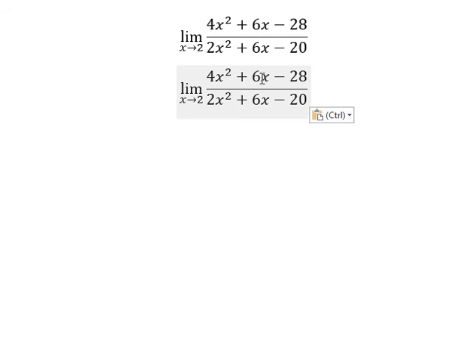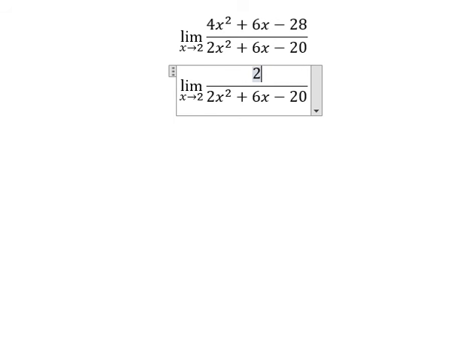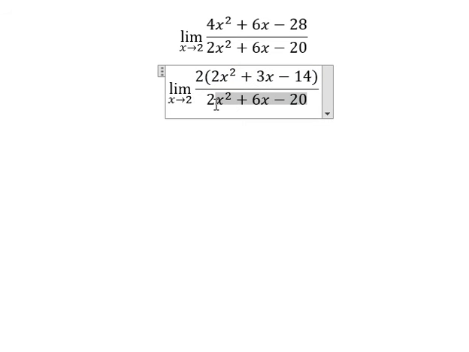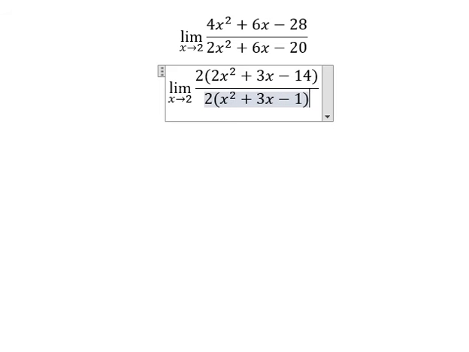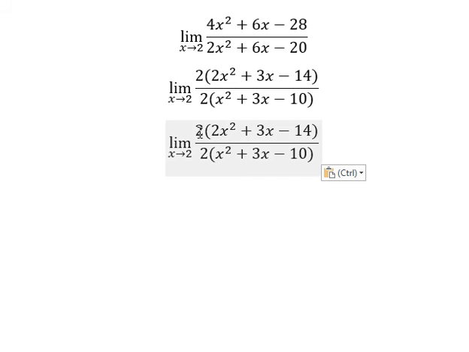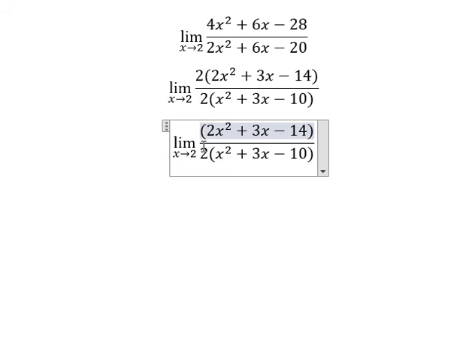We have 4, 6, 28, 2, 6, number 20. We can do factorization by number 2. Next, we simplify number 2 in here and number 2 in here.